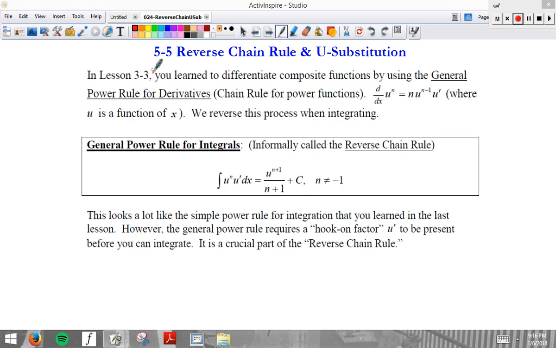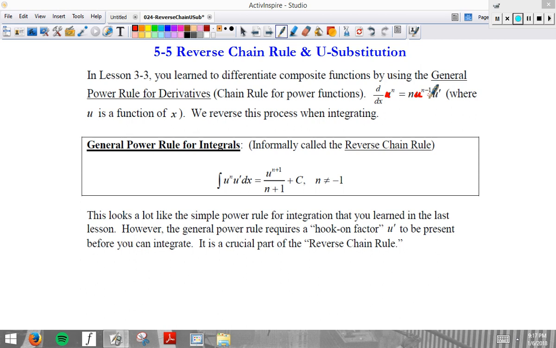In lesson 3-3, we learned to differentiate composite functions using the general power rule for derivatives, or just the chain rule for power functions. We bring the power down, we keep this the same, and then we differentiate u. Then we differentiate the inside. We're going to reverse this process with integrating.